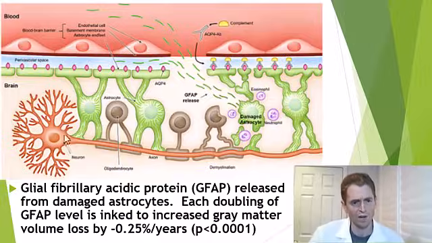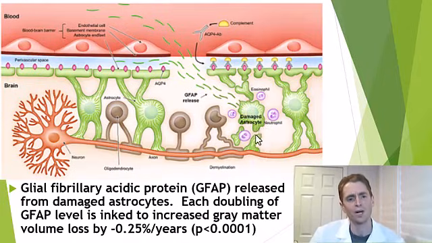Here you see the neuron and the axon and the myelin and the astrocytes, or supportive cells of the nervous system, in green, and damaged astrocytes have abundant glial fibrillary acidic protein, which can then leak out into the blood and be elevated, also a marker of central nervous system injury in MS along with other conditions. One study, for instance, found that for each doubling or twofold increase of the GFAP level in the blood, it's linked to an increased rate of gray matter or cortical volume loss or shrinkage or atrophy by 0.25% per year.